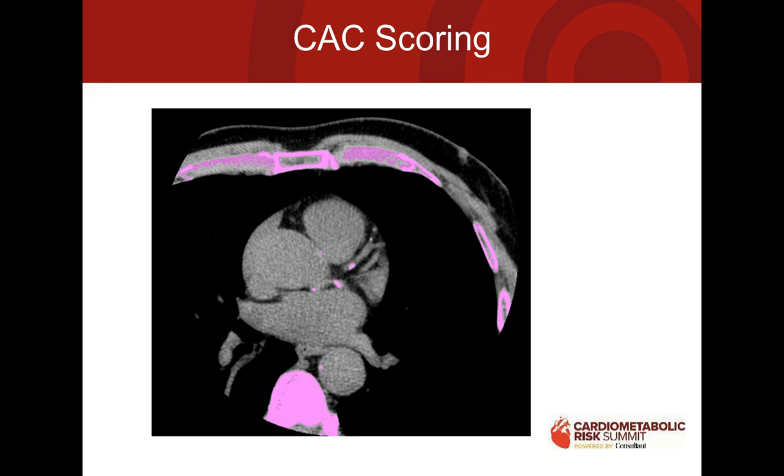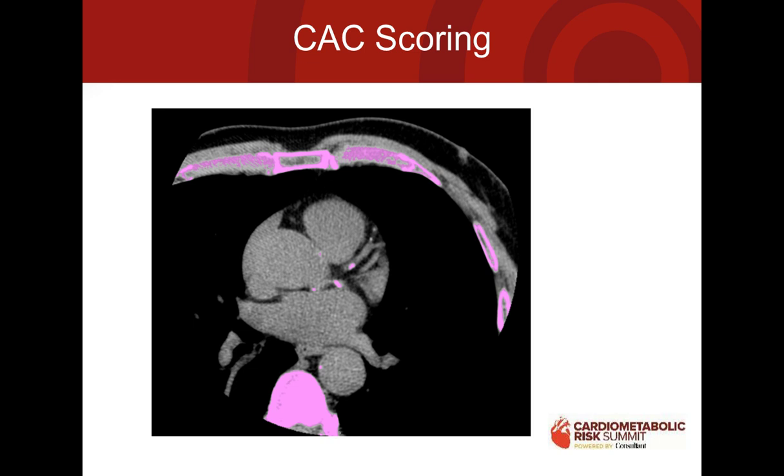So calcium scoring is another CT-based alternative that has been around for much longer than CT angiography. And the idea here, again, is that we're looking for coronary plaque. In this case, we've taken a non-contrasted CT of the chest, and we have taken anything over a certain density and colored it pink, blue, red, whatever the software chooses, and decided that that is going to be calcium. We're going to call that plaque.